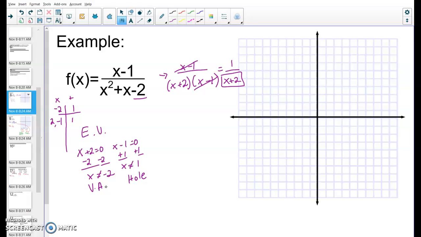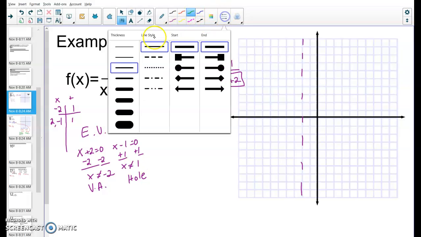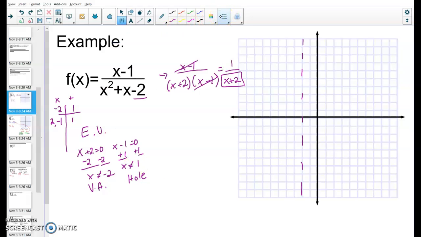Now let's go through and try to graph these. I think the easiest to do is your vertical asymptote first. So at negative 2, you're just going to have a dashed vertical line. That means your graph cannot cross at that point. To figure out your y value of the hole, we already said that x can't equal 1. We're going to plug 1 into your function. So our new function is 1 over x plus 2. We're going to plug 1 in for x.